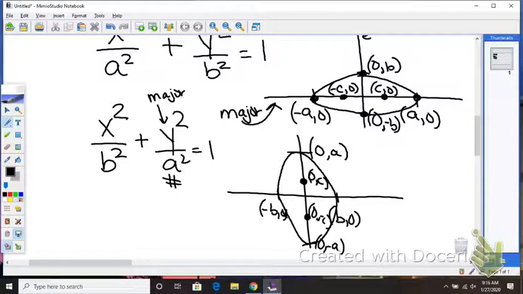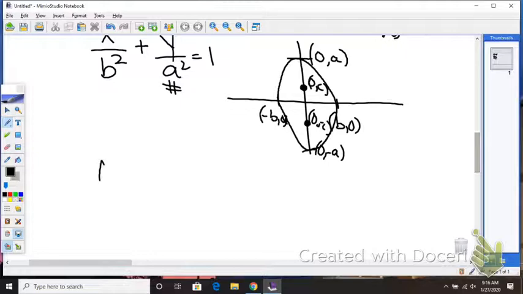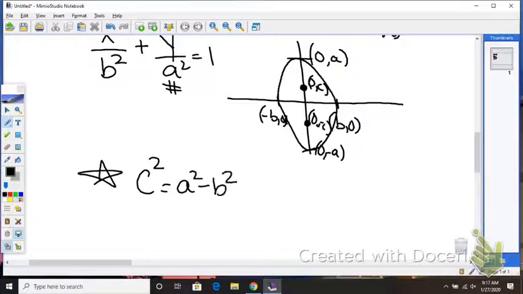And I'm going to put another big star. I'm going to show you the relationship between a, b, and c, because sometimes they'll just give you an a and a c, and you have to find what b is. So put a big star on your paper. I've referred back to this equation plenty of times. The relationship for an ellipse with a, b, and c is c squared equals a squared minus b squared. So if you know two of them, like an a and a c, you can find the b. Or if you know an a and a b, you can find the c. Or if you know a b and a c, you can find the a.